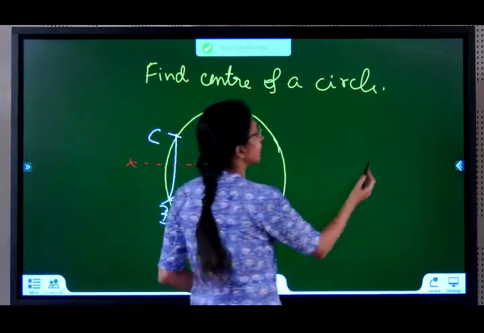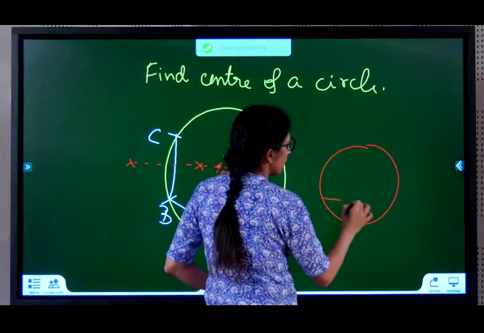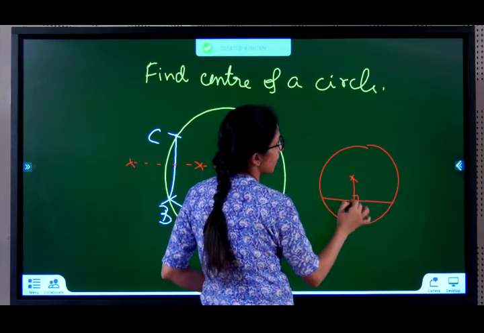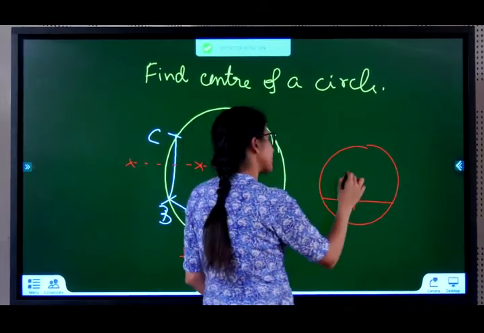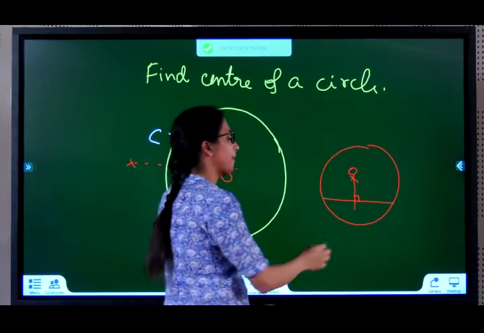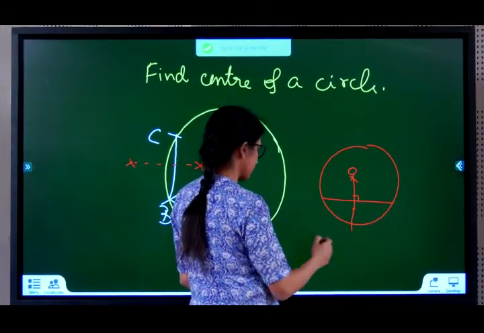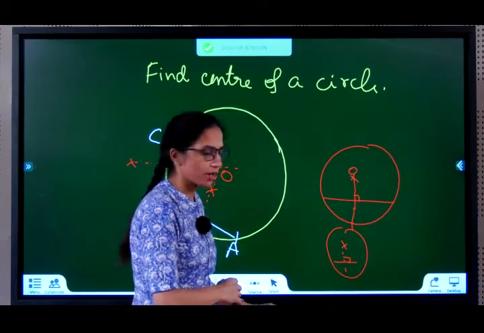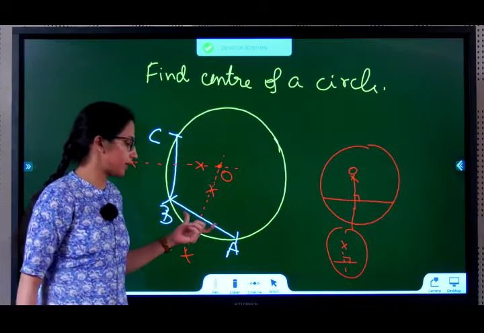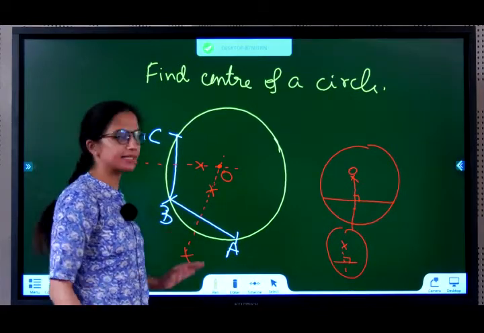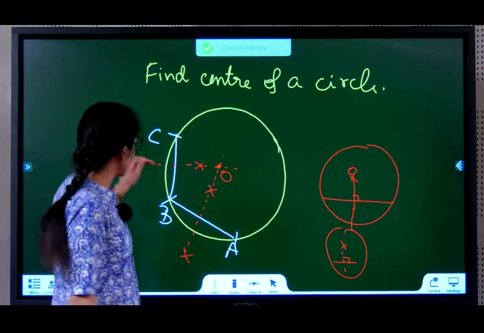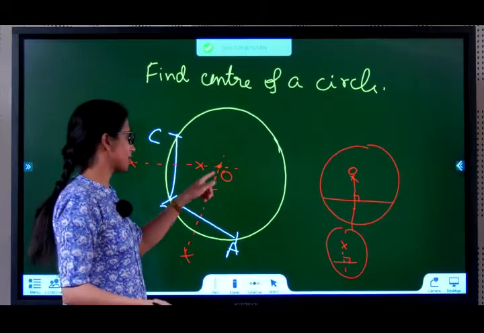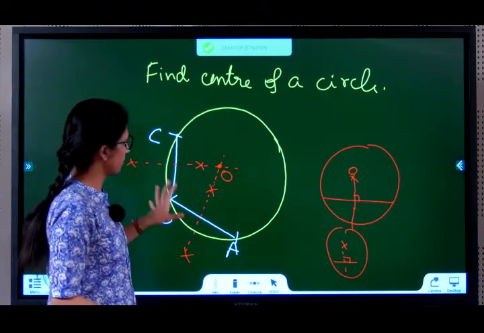If you remember in the circles chapter, a perpendicular bisector of a chord passes through the center, or a line passing through the center is a perpendicular bisector to the chord. So what am I doing? I am constructing a perpendicular bisector. That means on this bisector somewhere the center lies. On this bisector also somewhere the center lies. There can be only one center for the circle. It will obviously be the intersection point. I hope this is also clear.